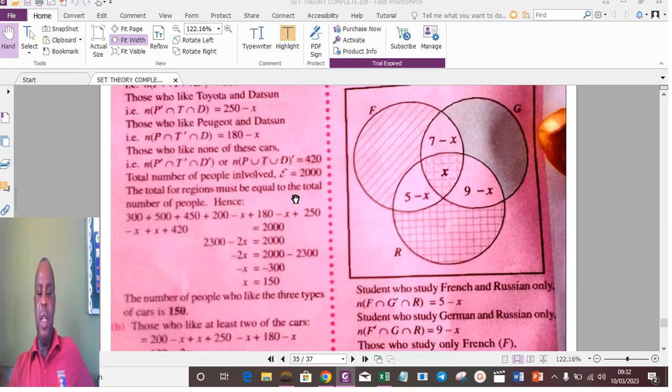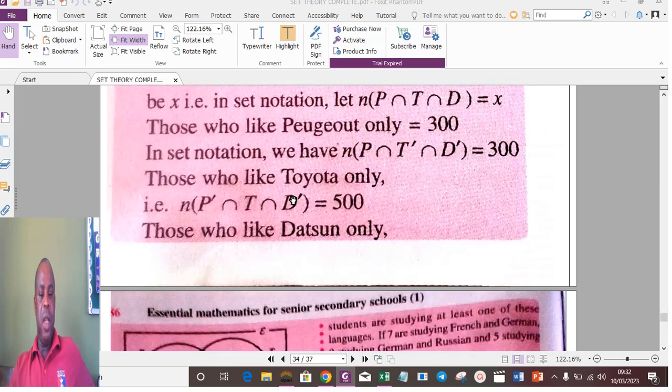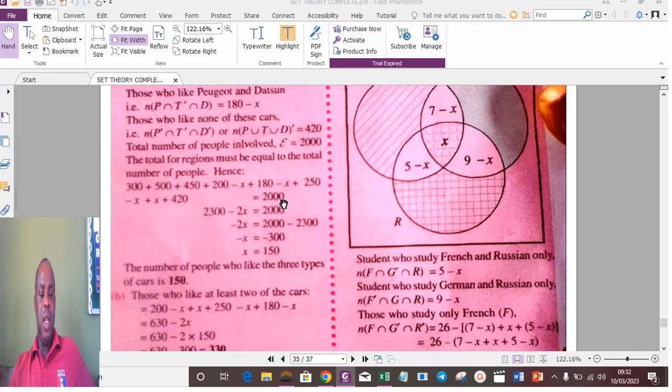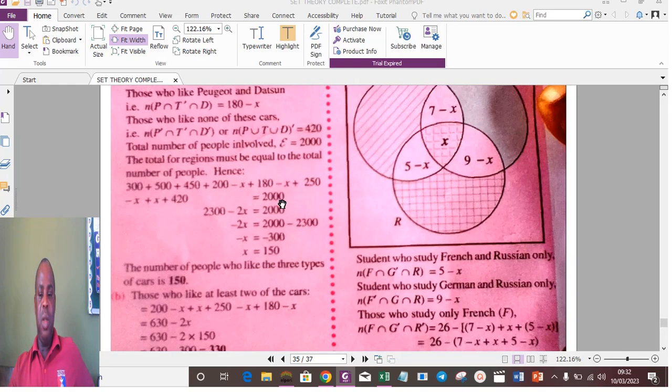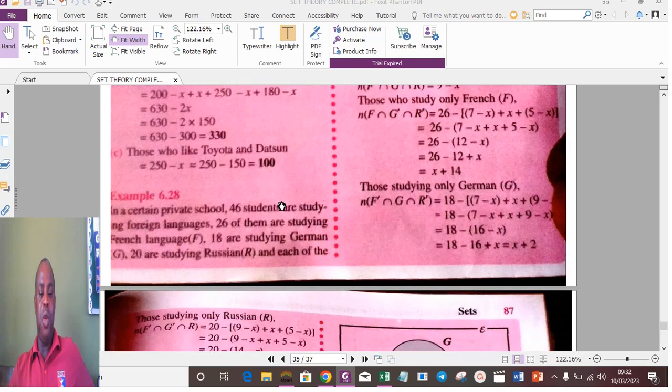Now let's take the next one. This is question 6.27. Let's look at question 6.28. Please, I want you guys to follow. You can go through it again. It's very straightforward. It's so simple to follow. Now let's start. In a certain private school, 46 students are studying foreign languages.